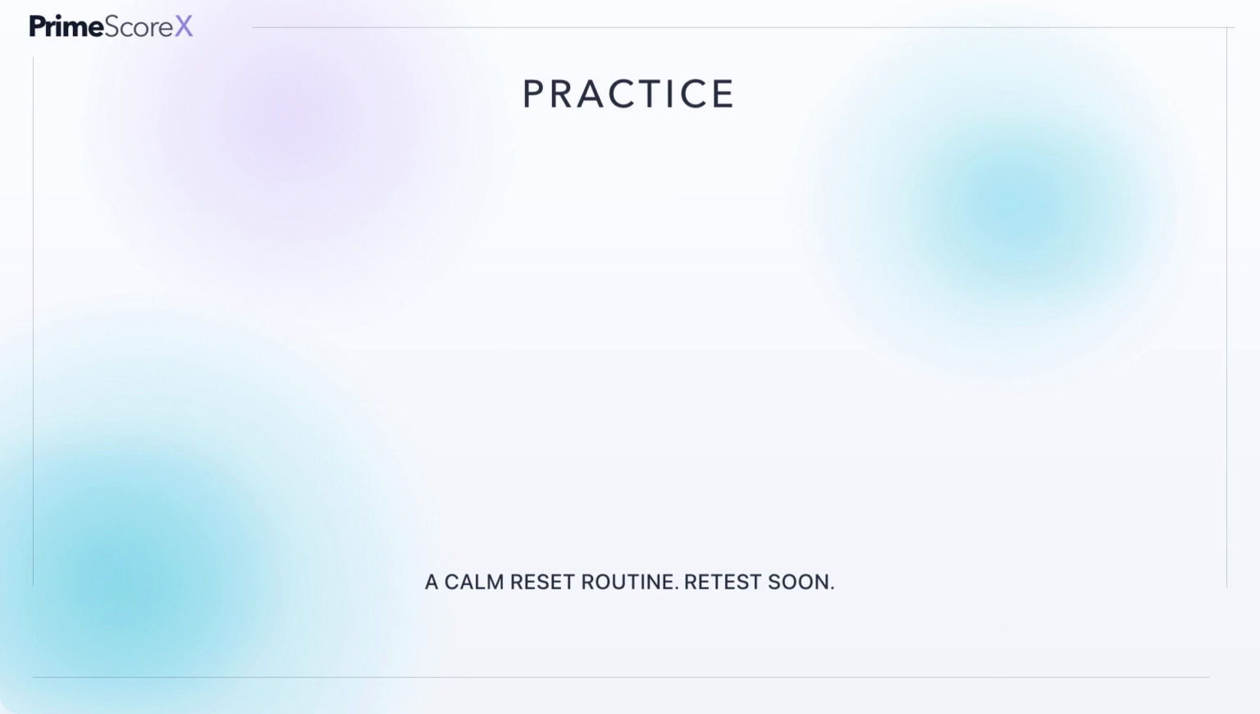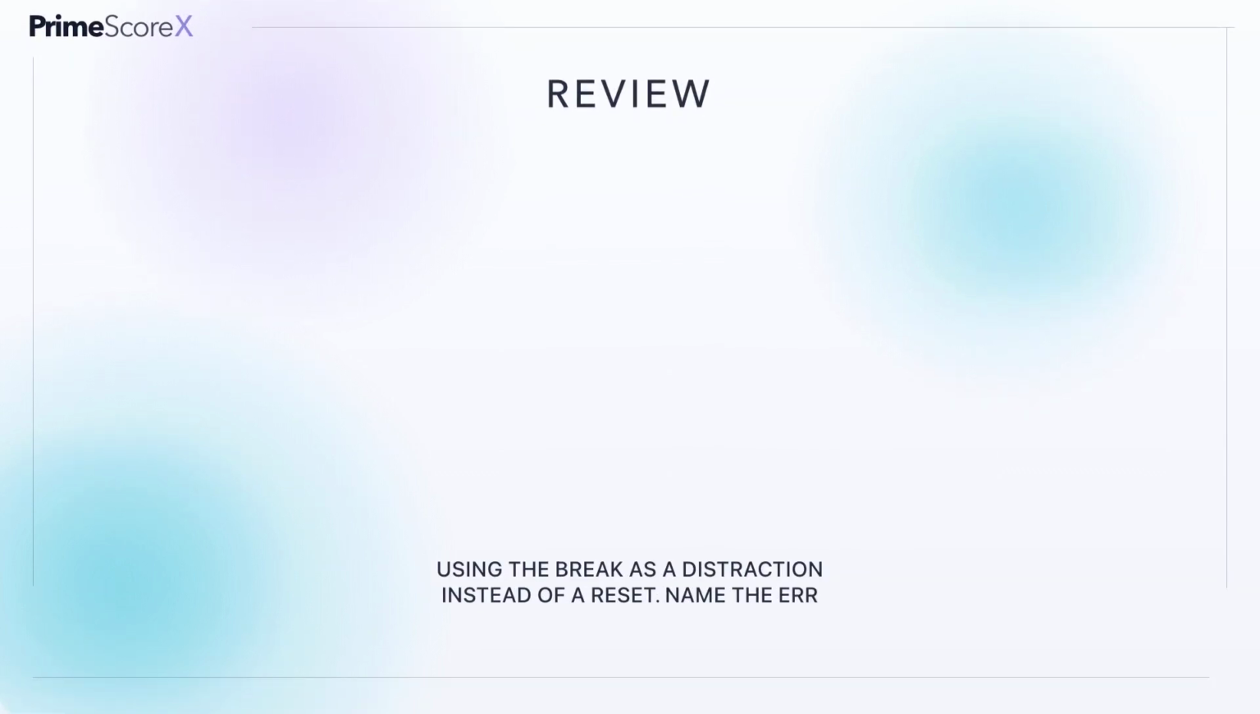Finally, use a calm reset routine. Retesting is important because review can create a false feeling of mastery. The real question is whether you can apply the fix later with a new question, without seeing the answer first. That is when learning becomes score movement.